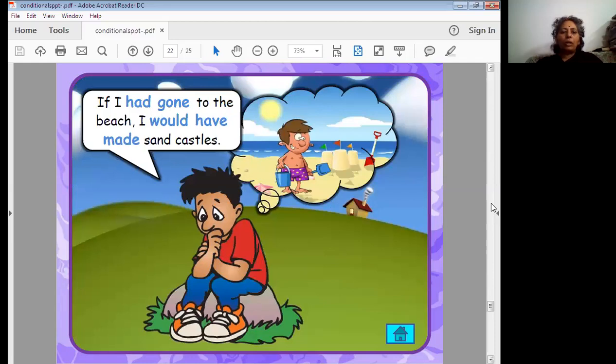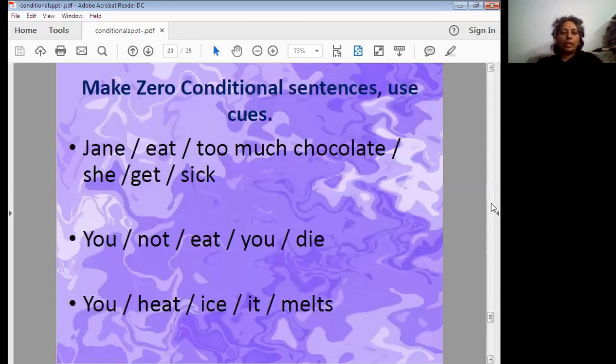If I had gone to the beach, I would have made sand castles. Had plus third form, I would have made sand castles. Would plus have, that is the structure, and the third form of the word make is made. So here, if I had gone to the beach, I would have made sand castles. So that is the third conditional.